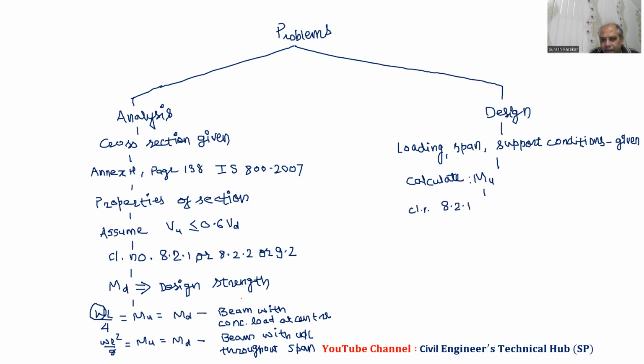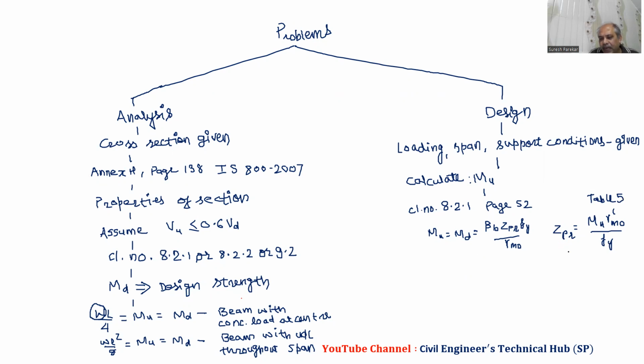8.2.1, page 52. So we have MU is equal to MD is equal to beta b ZP required into fy upon gamma m. And we have to always assume beta b as 1, and from this we will get ZP required is equal to MU gamma m0 upon fy. This is given in table 5. Partial safety factor, that is 1.1. And knowing this, ZP required.